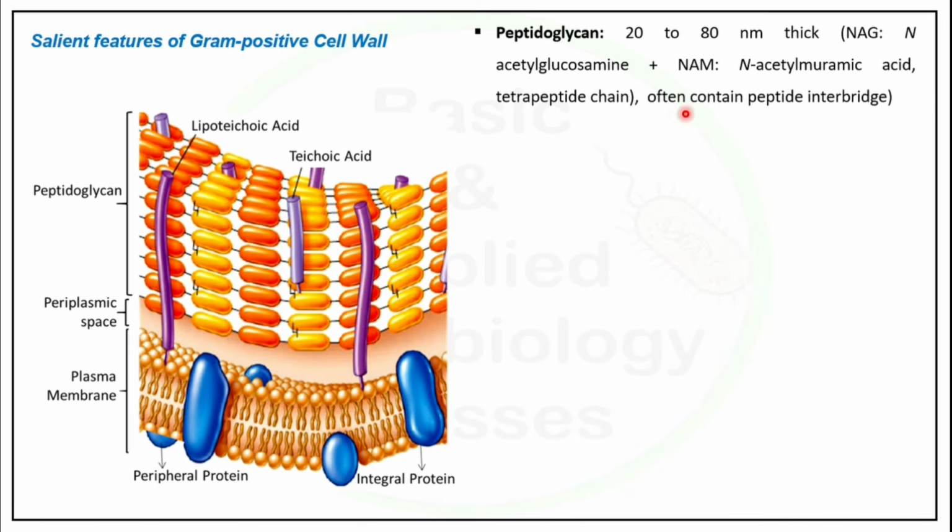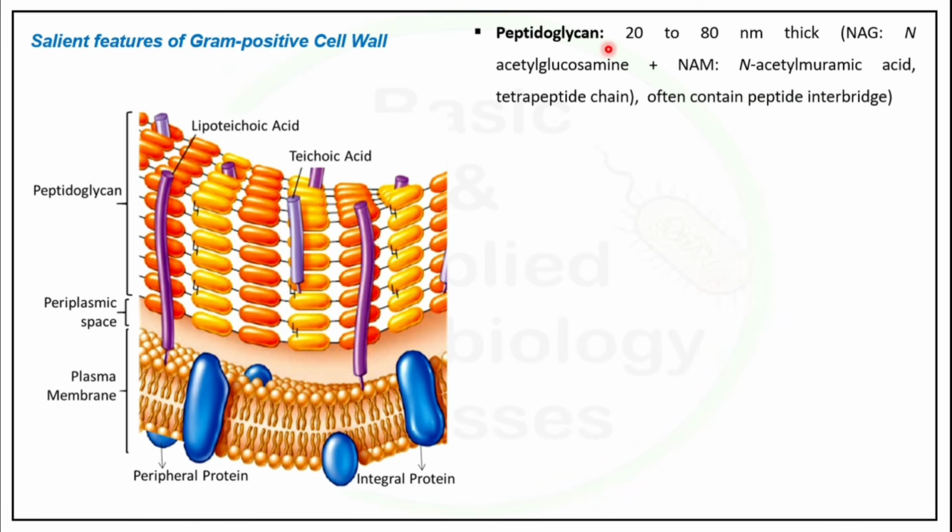And of course, it often contains a peptide interbridge. Again, you can better understand this peptide interbridge when we cover peptidoglycan chemistry, okay, which is present in gram-positive bacteria, right? But this peptide interbridge is absent in the gram-negative bacteria peptidoglycan cell wall.